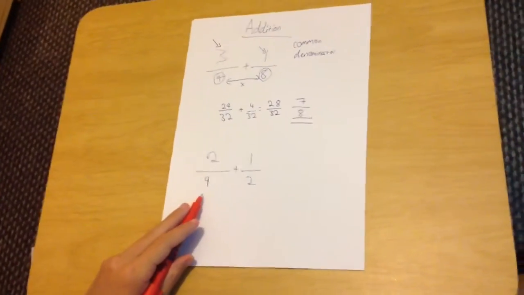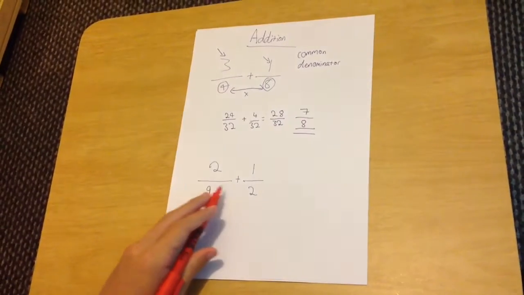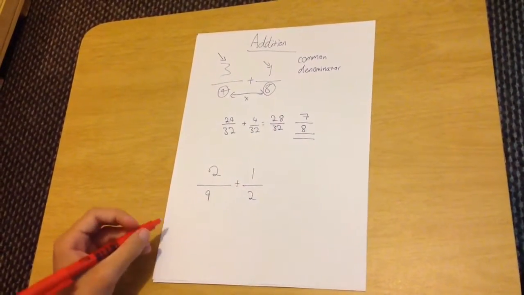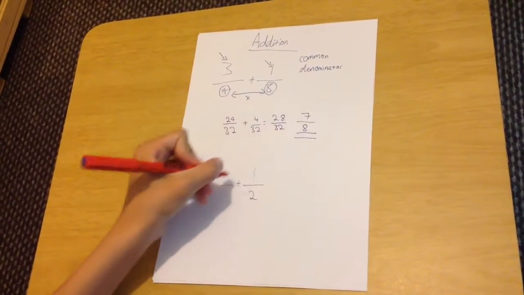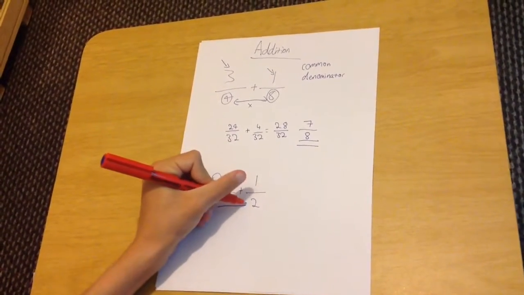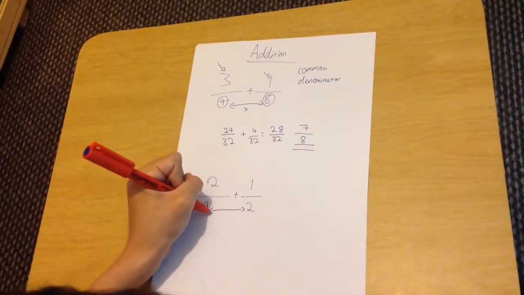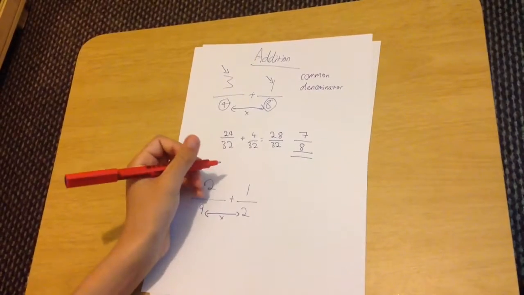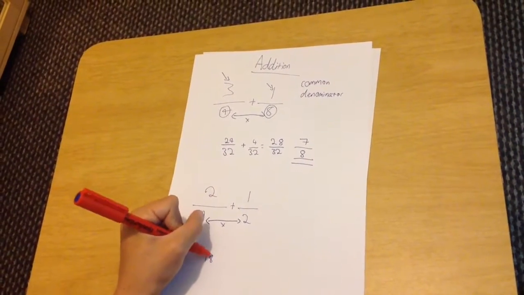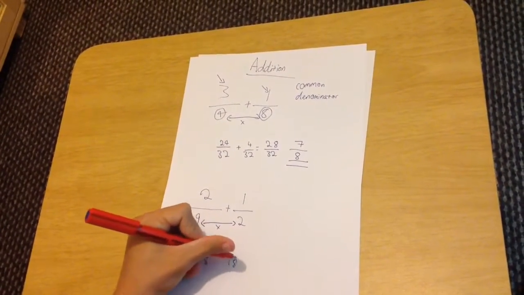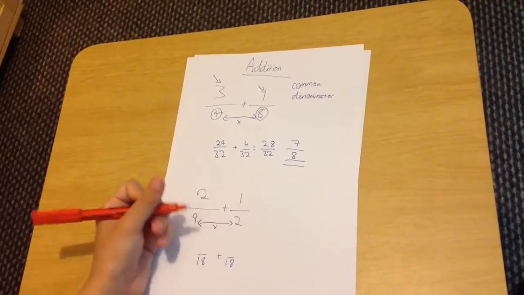Okay, let's move on to the second example. We've got 2/9 plus 1/2. And we're going to do exactly the same, find a common denominator, and we're going to do it in exactly the same way, by timesing these two together. 9 times 2 is 18. And then the little plus in the middle.